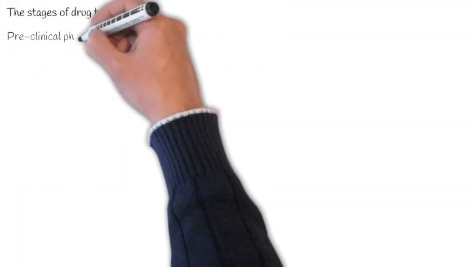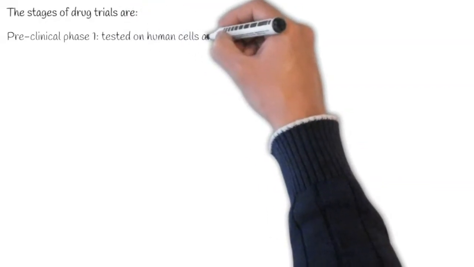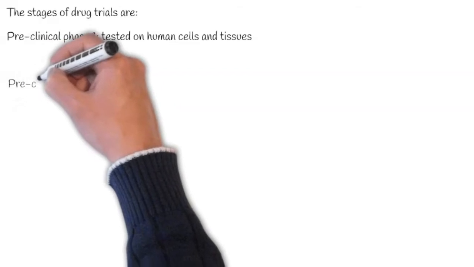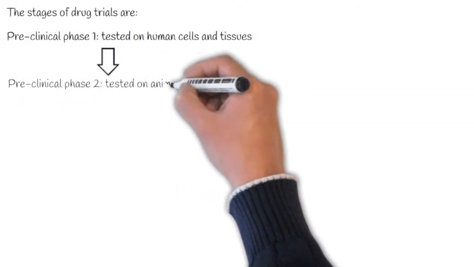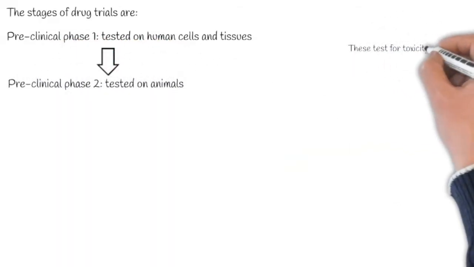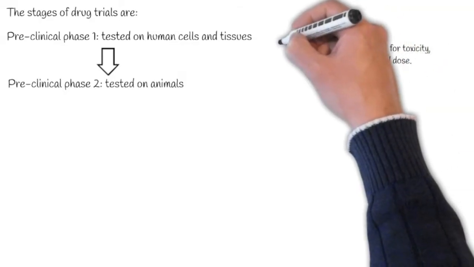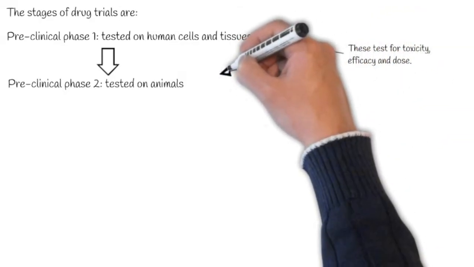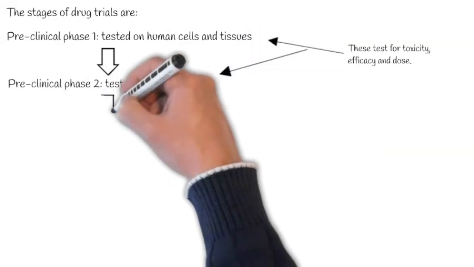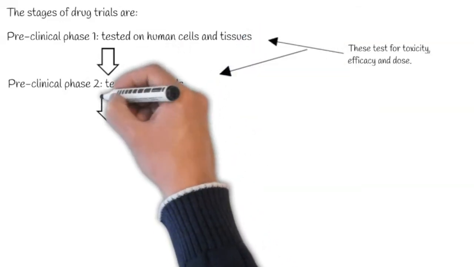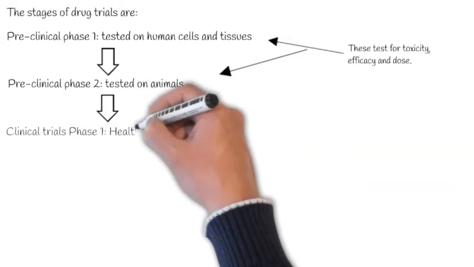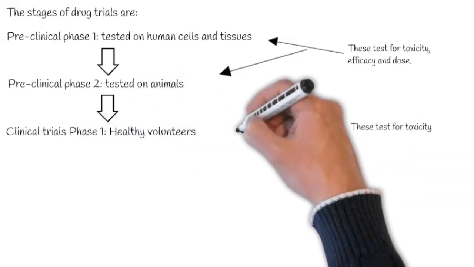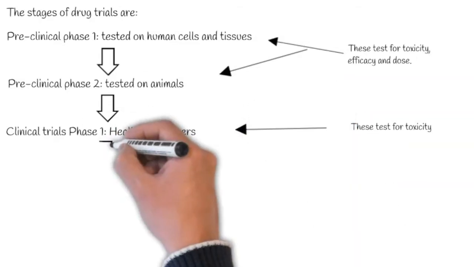The stages of drug trials are preclinical phase 1. This is where drugs are tested on cells and tissues. And preclinical stage 2 is tested on animals. These test for toxicity, efficacy, and dose. If it passes these trials, it then goes to clinical trials phase 1. This is tested on healthy volunteers. These test for toxicity.